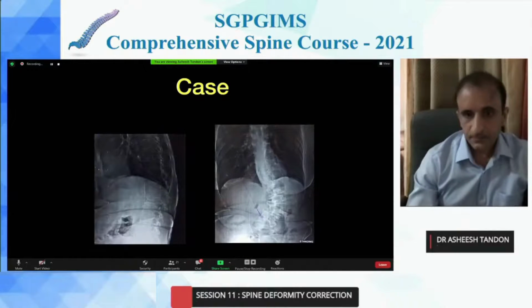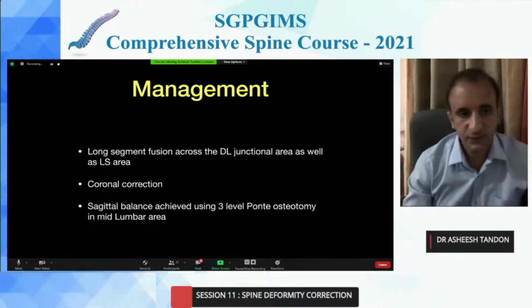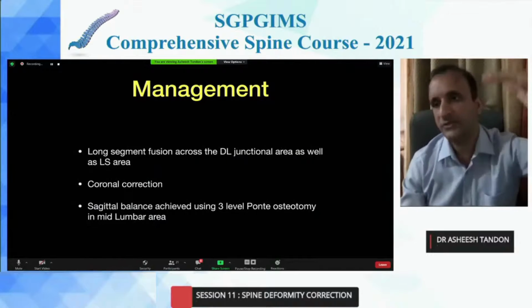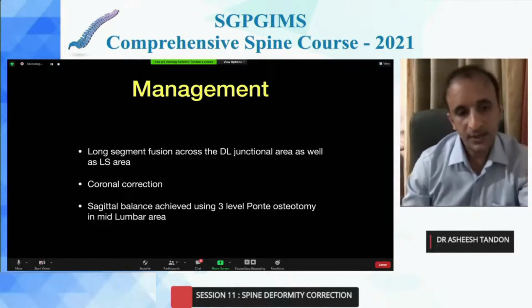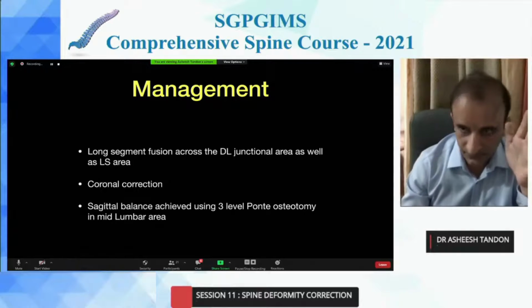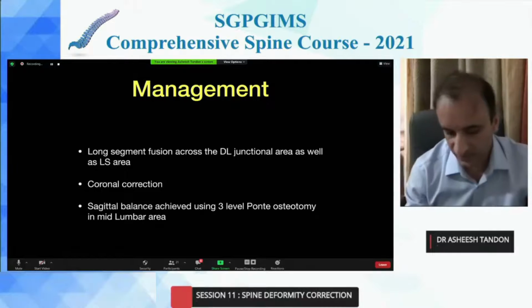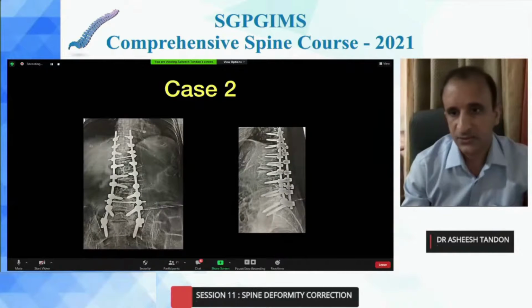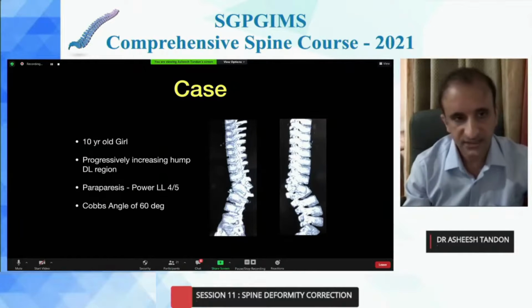This was another case wherein there's degenerative scoliosis with kyphosis. You need to take the fusion above the dorsolumbar junction to avoid failures. The coronal correction is important, but we now know that the pain would be resolved by correction of the kyphosis and achieving a lordotic spine. This was the post-op.